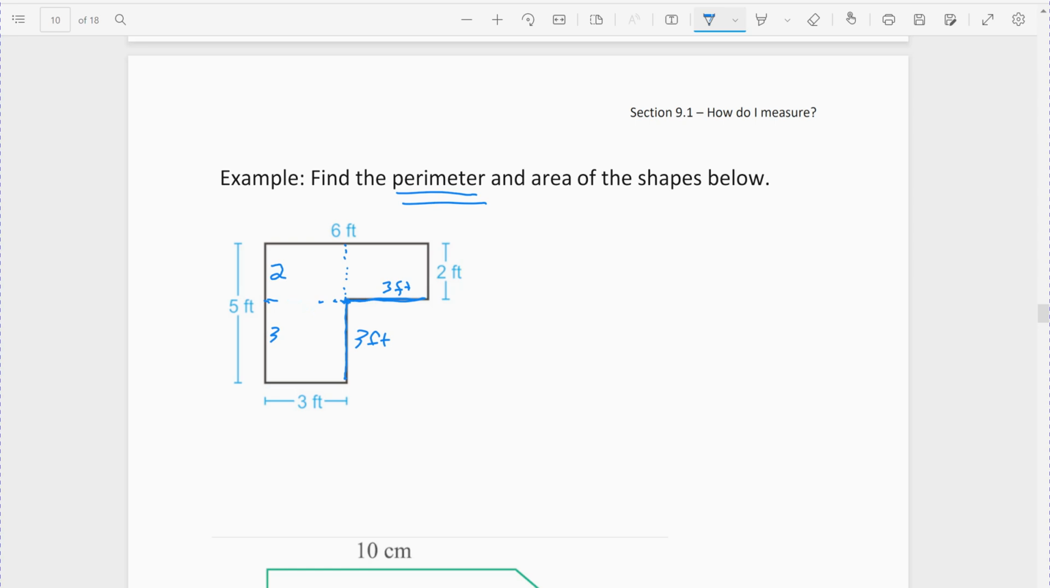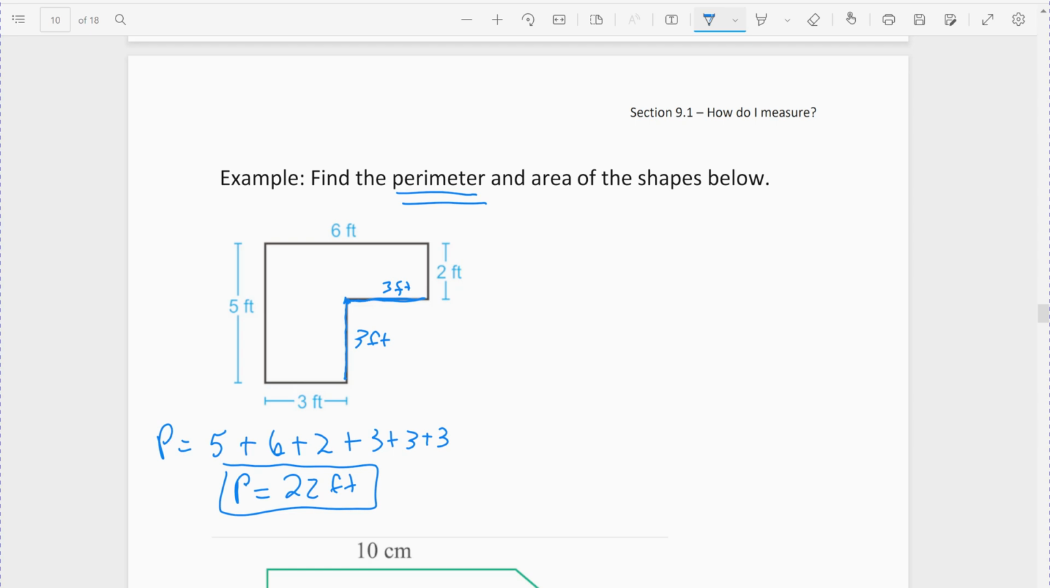I'm going to erase the stuff in the middle because I don't need that. And so I found my 2 missing sides, so for the perimeter, just add those up. 5 plus 6 plus 2, and then there are three sides: there's this 3, and there's the 2 sides that I found. So 3 plus 3 plus another 3. So that adds up to 22. 22 feet is my perimeter. So the first thing you do to find the perimeter is find the missing pieces of the sides.